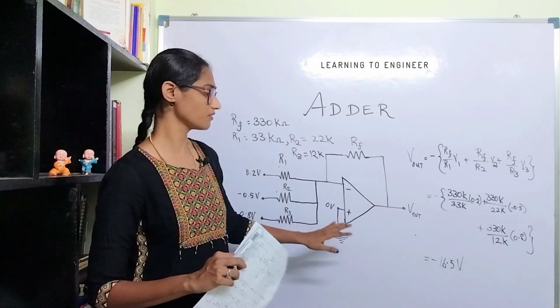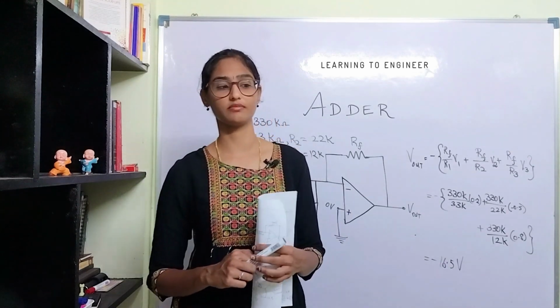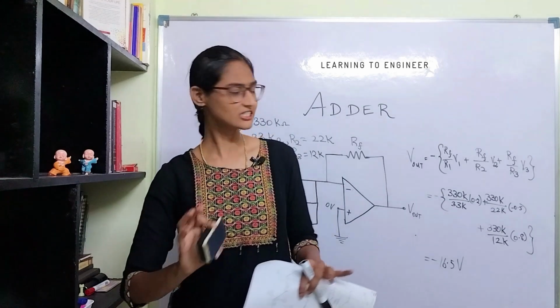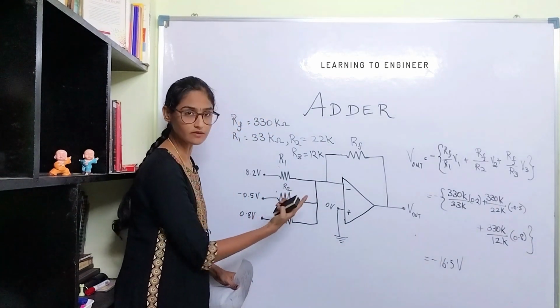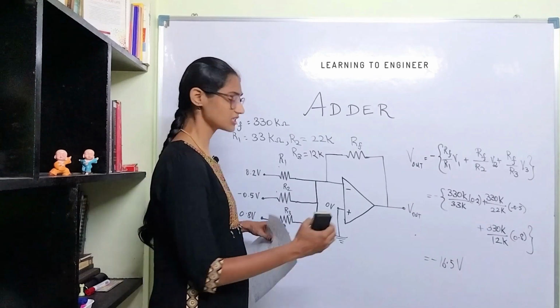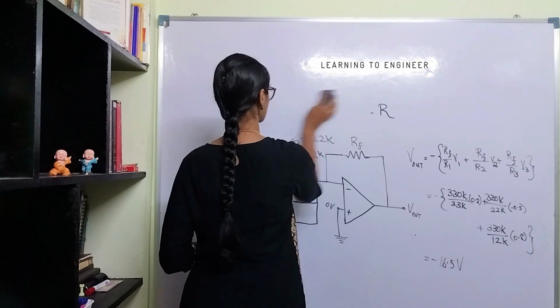Now we will see the subtractor circuit which is designed using an operational amplifier. It is just similar to our adder concept only. We are adding 3 voltages here. In the subtractor, what will happen? There will be 2 operational amplifiers that are cascaded to each other.